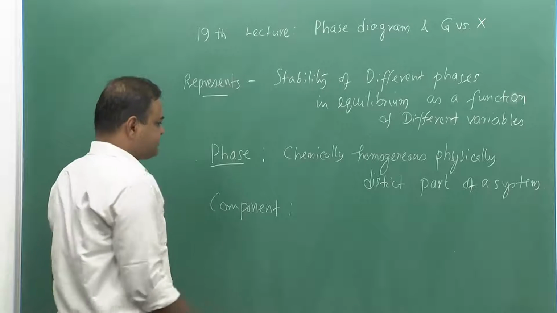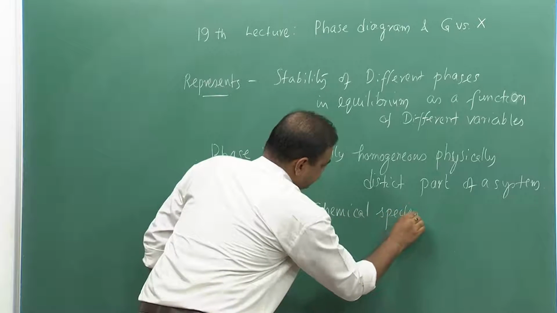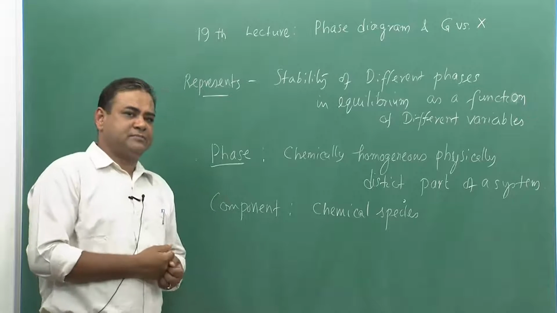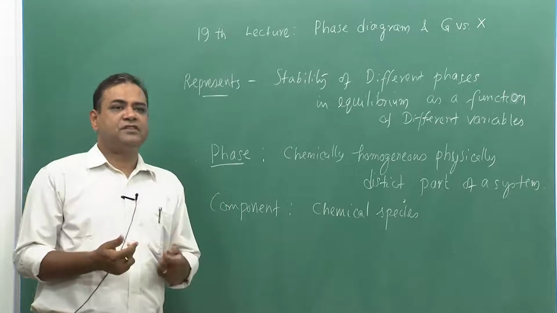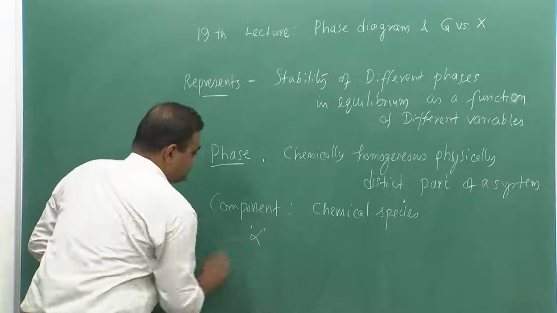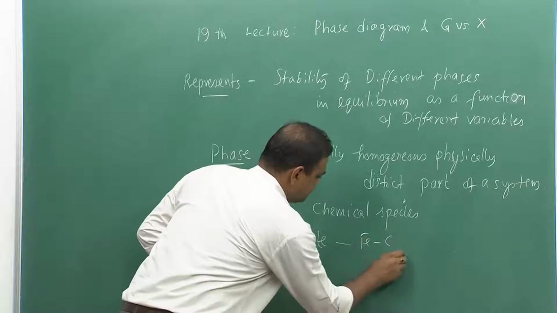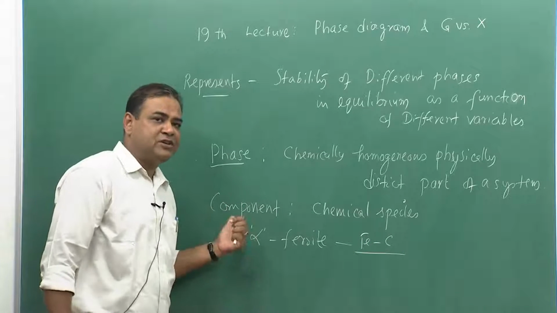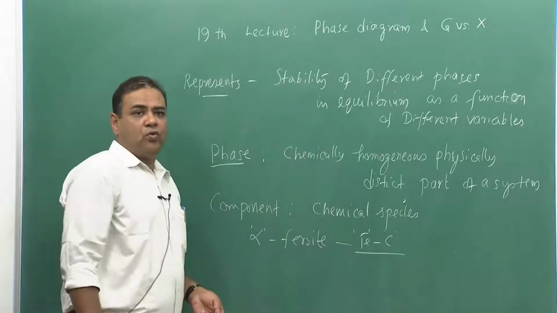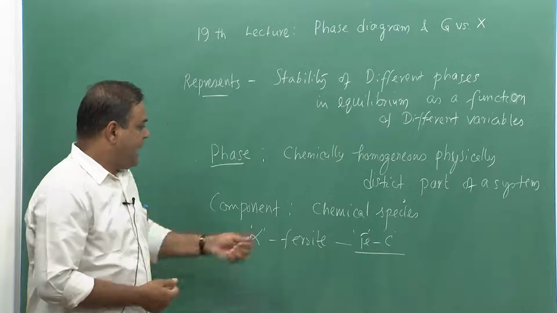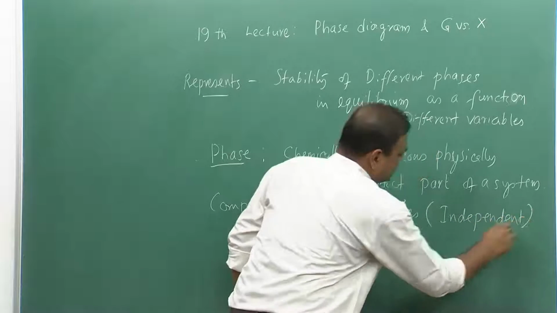Component, they are chemical species, of course. Chemical species constituting the system, but these chemical species, they must be independent species. That means, for example, if we consider a phase like alpha phase in case of iron, which is ferrite. So, in the ferrite we have iron and carbon. So, that time ferrite is not that chemical species because it depends on iron and carbon. So, that means iron and carbon will be my two components. And then chemical species, that means they should be independent. Independent component.